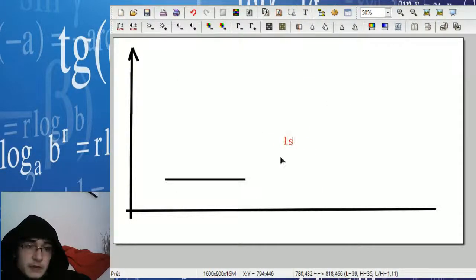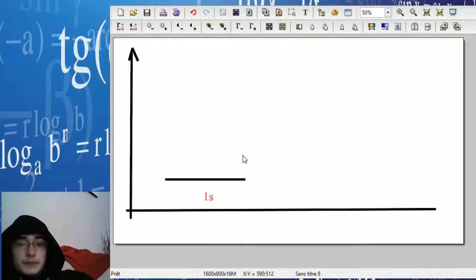It's 1s. There it is. In it, you can put 1s. You can put 2 electrons. And there are actually laws that define how to put these electrons.